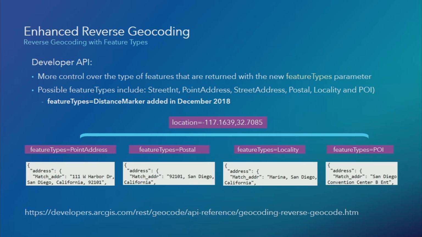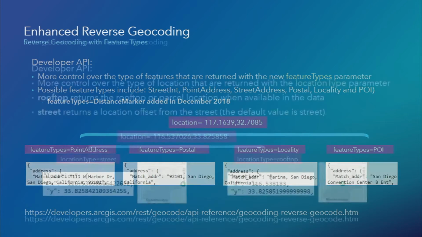And one thing I should point out, we added a new type of feature type with our December release, and that feature type is called distance marker. Distance marker is a distance along a segment, and distance marker addresses are common in some areas of the world. Puerto Rico, for example, it's very common to use distances, kilometer distances along road segments in order to represent an address. They might not have house numbers on the buildings, but they have distances along streets, and we now support that as a type of address that can be returned for a reverse geocode.